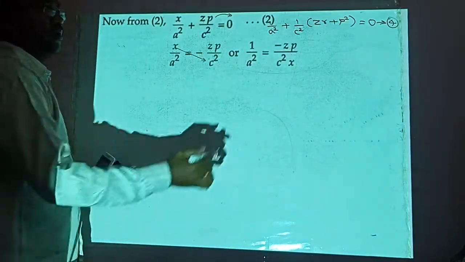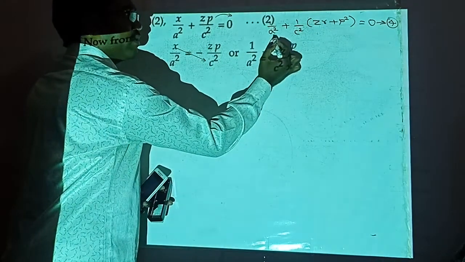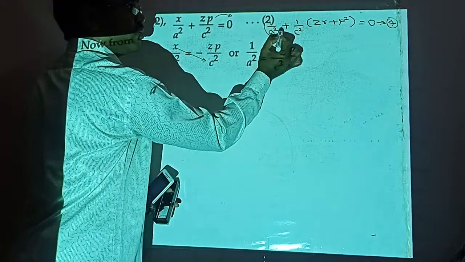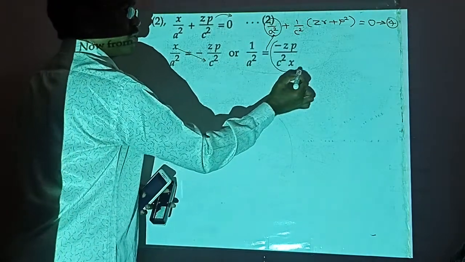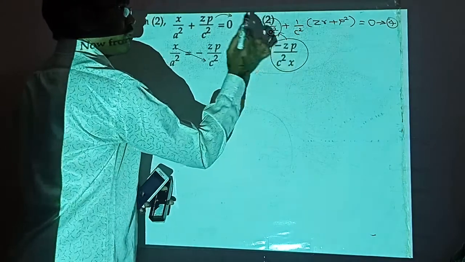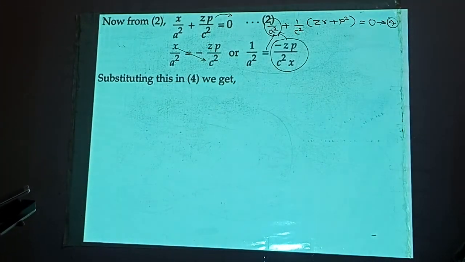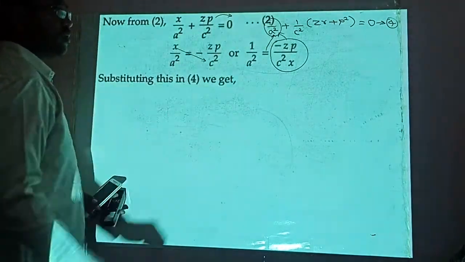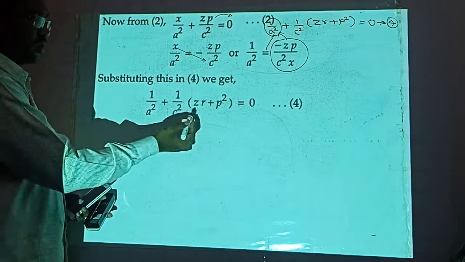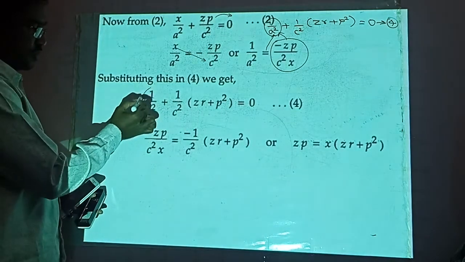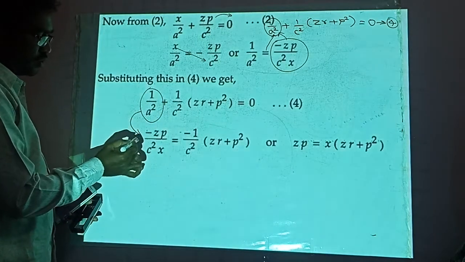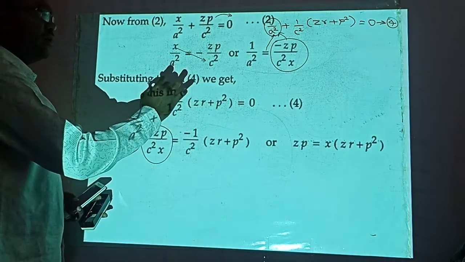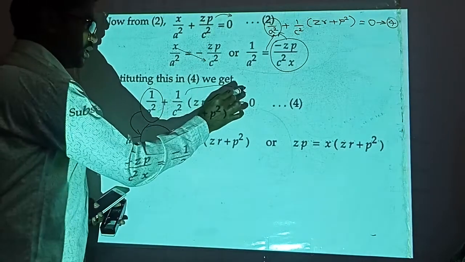Now in equation number 4, in the place of 1 by a square, we are going to substitute this. Let us substitute now. Substituting this in equation number 4, what you get? This is your equation number 4. So in the place of 1 by a square, I have substituted this value, and I have taken the other term to the RHS.